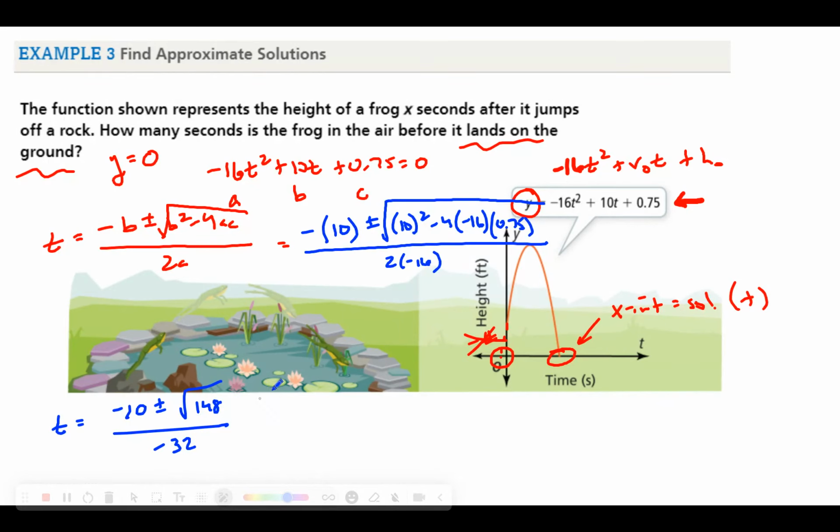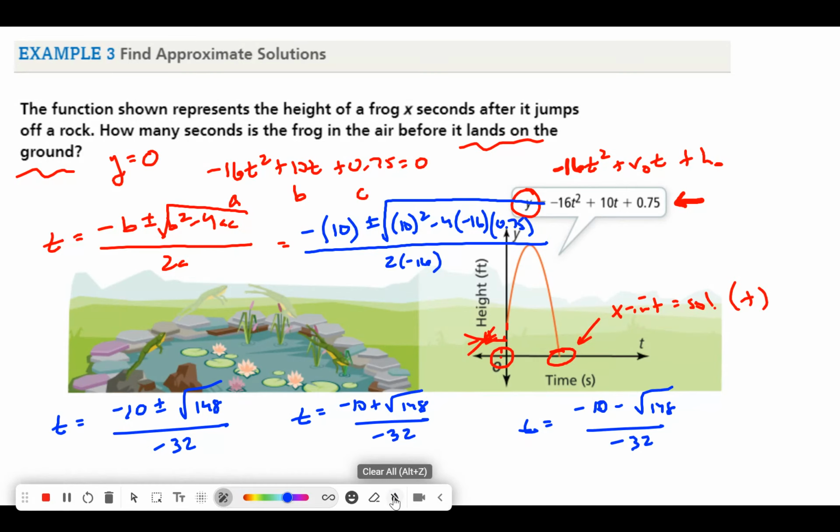And now again, we have 2 problems to do. The first problem is t equals negative 10 plus the square root of 148 all over negative 32. And the second problem is t equals negative 10 minus the square root of 148 all over negative 32. Okay, so I'll let you copy that down, and then we'll go to Desmos and find our 2 times, right? Again, t is just x. I'm just using the variable that they left. Okay, so let's go do it, right?